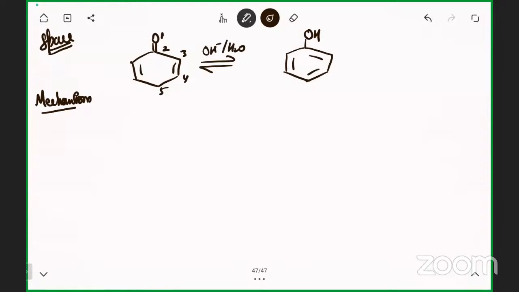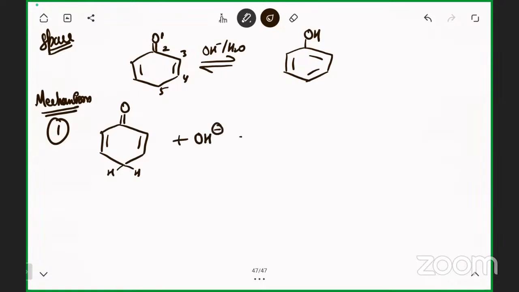How does the mechanism occur? The first step: see, this is the reactant compound. We have hydrogen here, two hydrogens are present over here. Now OH negative will attack this particular compound. It will eliminate a water molecule. Since the hydrogen will move from here and be eliminated with the OH negative, the compound formed will have a negative charge as a lone pair, with a double bond O. It will form a resonating structure.